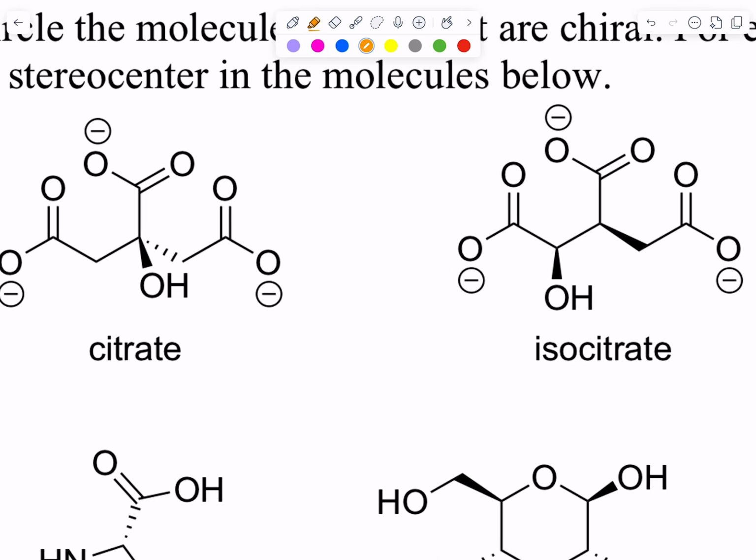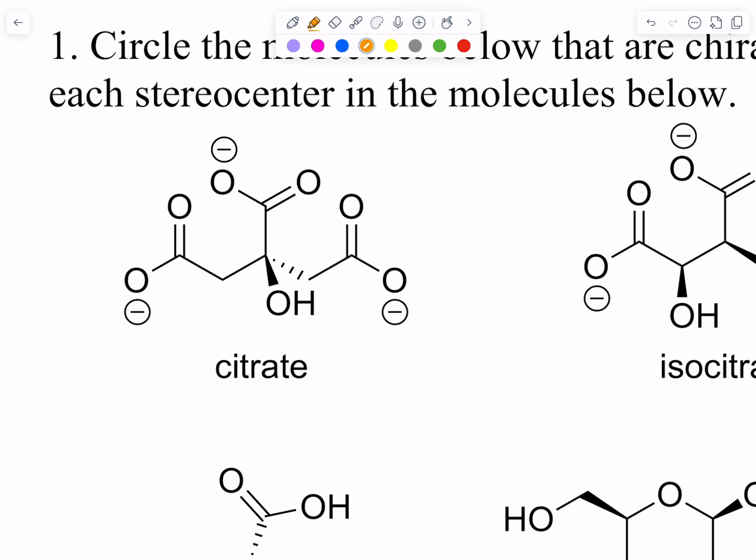Oh, let's look at citrate. Is that a stereocenter? It looks like one because the dashes are wedges. Why is that not a stereocenter? Yeah, what's on the left is exactly the same as what's on the right. A carbon that is bonded to two of the same thing is not a stereocenter. Can't be a stereocenter. So yeah, citrate is not chiral. Good.